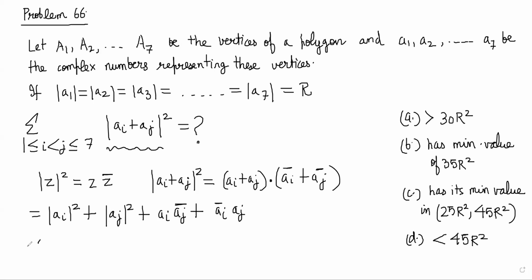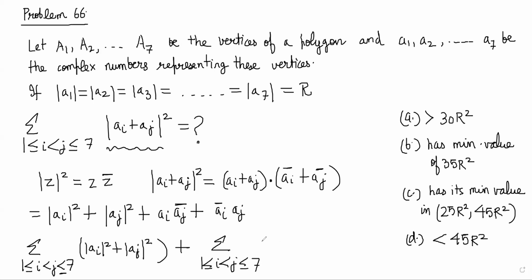Now think about this, we have a summation like this, and the summation is over i and j, where i is less than j, and i and j could both be up to 7. If I do this summation, the first two terms of it are not very difficult. Let's split the summation into two parts. Here I have ai aj conjugate plus ai conjugate aj, and let's focus on this part first.